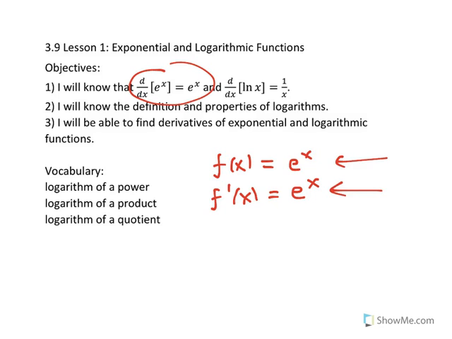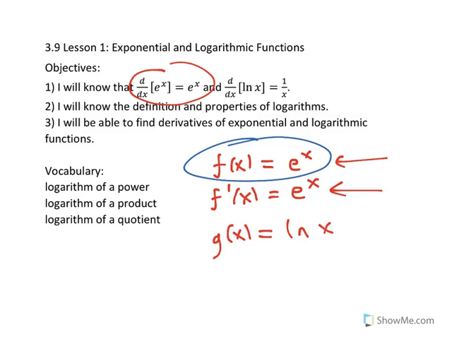And then we have another function, g of x is equal to natural log of x, which is the inverse of the function e to the x. And today we're learning that the derivative of the natural log function is 1 over whatever the argument is. And that's over here. So we're learning those two differentiation rules.